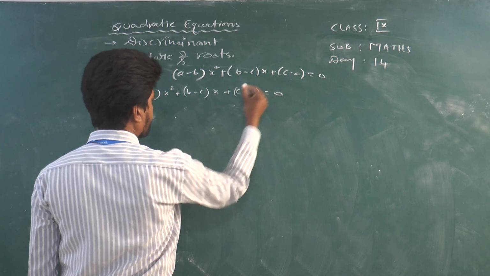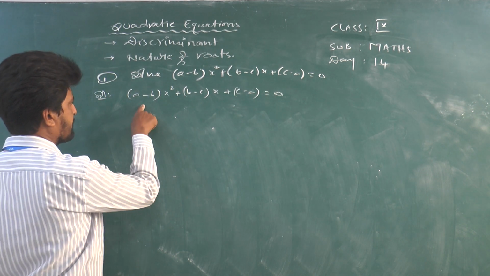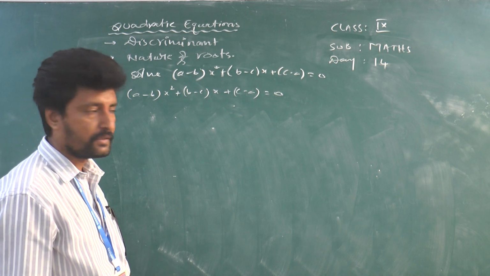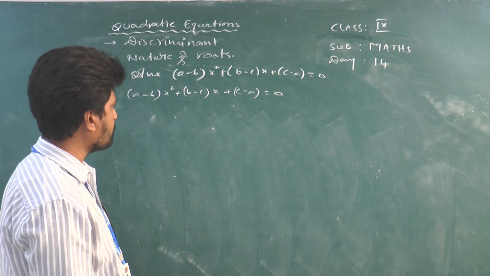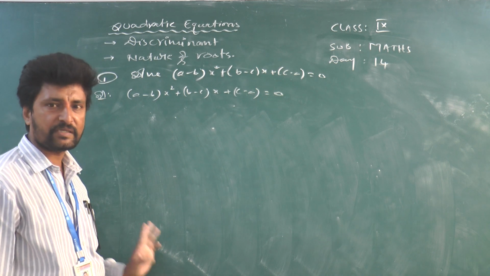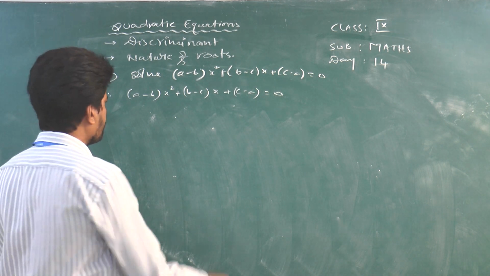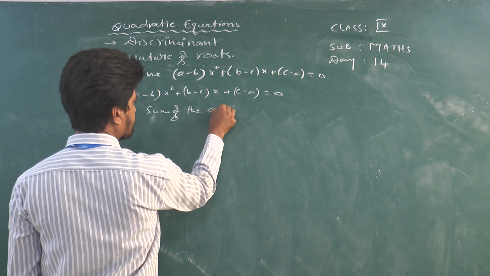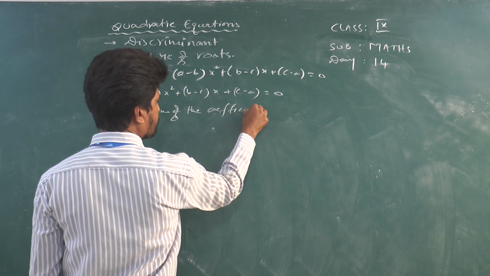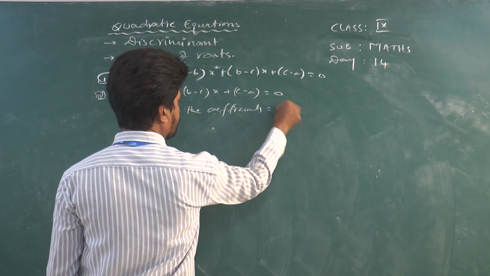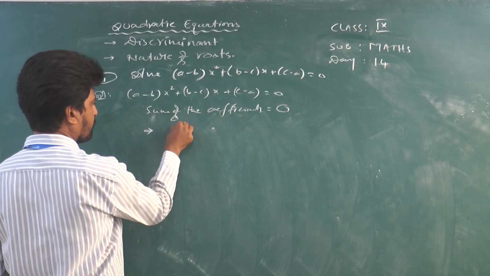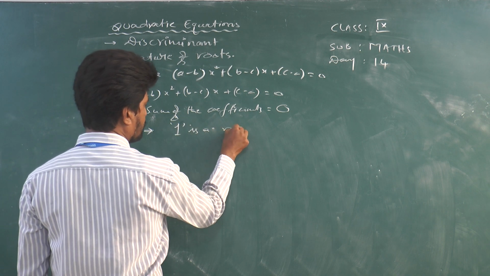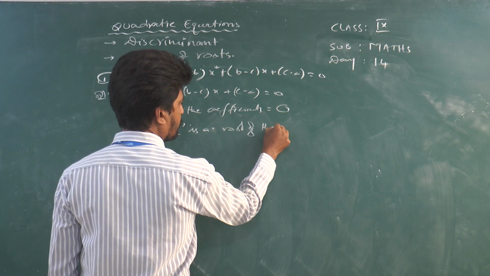Okay. If we observe the coefficients a minus b, b minus c, c minus a, the sum of all the coefficients, what is that? 0. If the sum of the coefficients is equal to 0 happens, then 1 must satisfy that equation. Okay, the sum of the coefficients is equal to 0 happens. That's why 1 is a root of the equation.